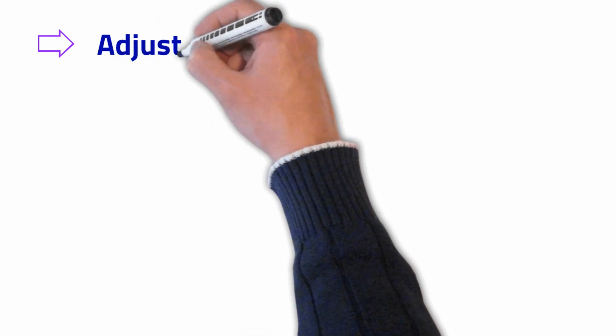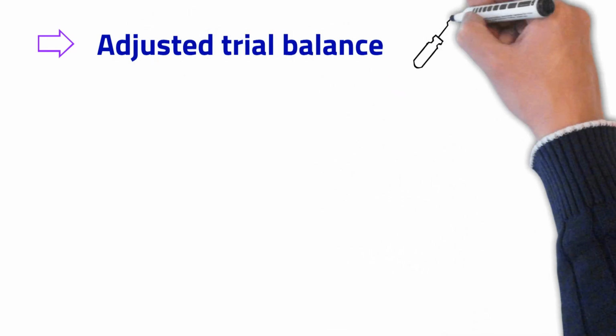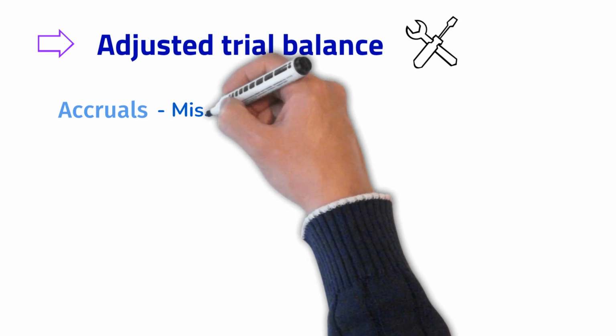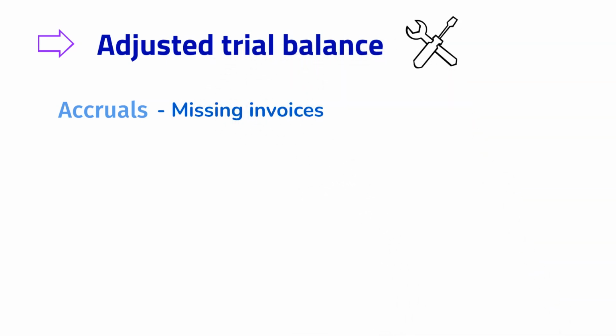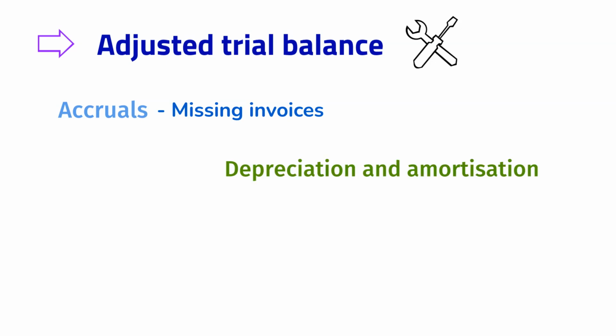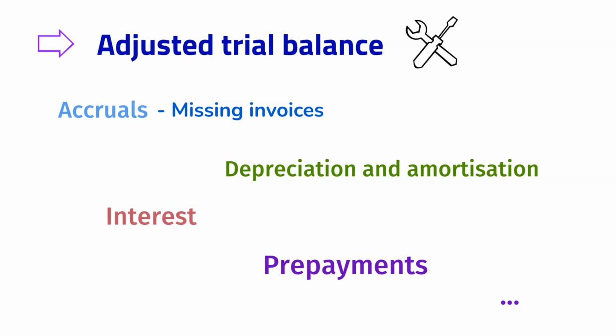After preparing the unadjusted trial balance, you may need to set up an adjusted version of it. For example, add accruals, such as utilities consumed but for which the invoice has not been received yet. Also depreciation, amortization, interest, and prepaid expenses adjustments. The adjusted trial balance is then the direct source for the income statement and balance sheet.